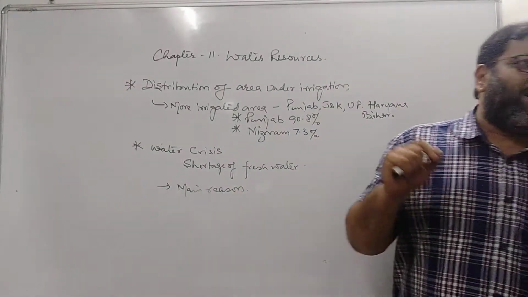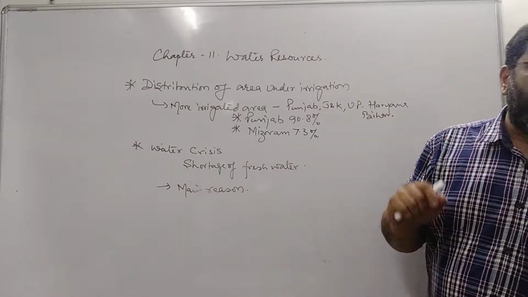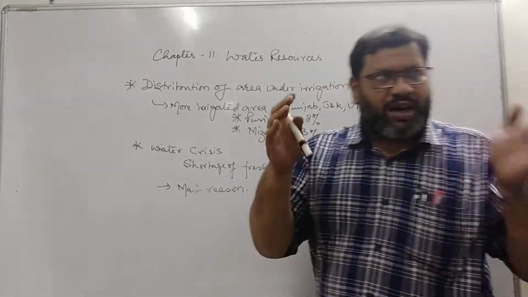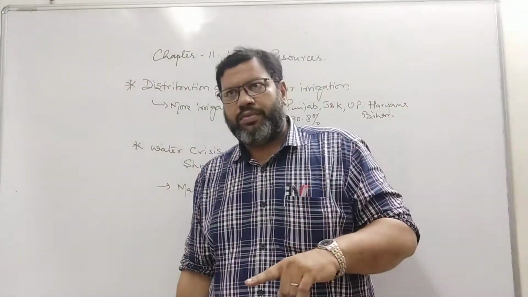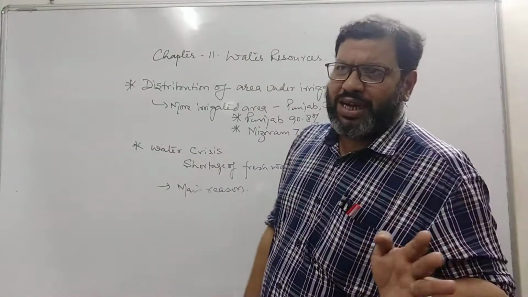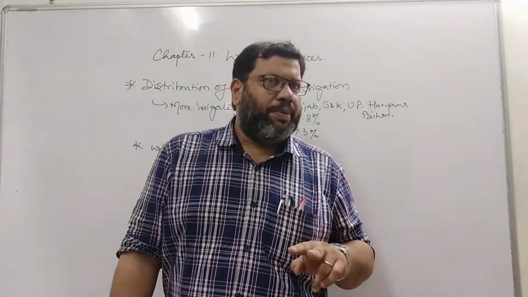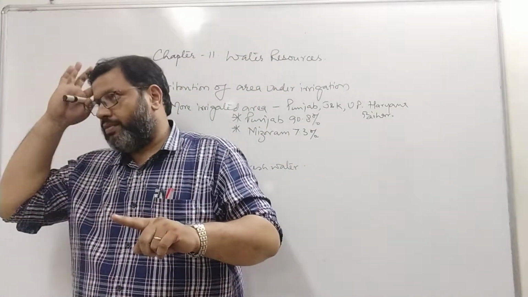Punjab is given out here as 90.8% of the net sown area being covered under irrigation. That means for every 100% of the area where agriculture is carried out in Punjab, approximately 91% has alternative availability of water, alternative apart from rain.